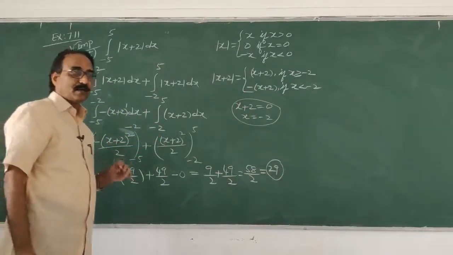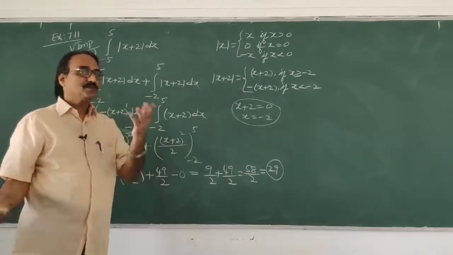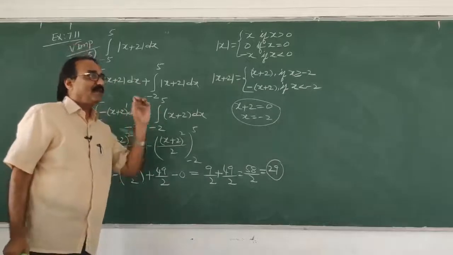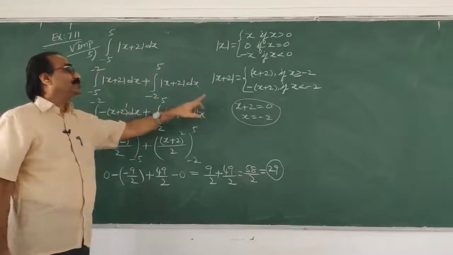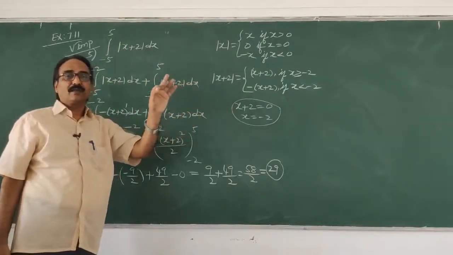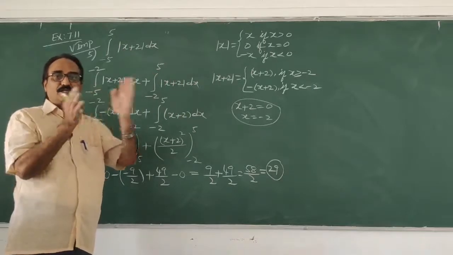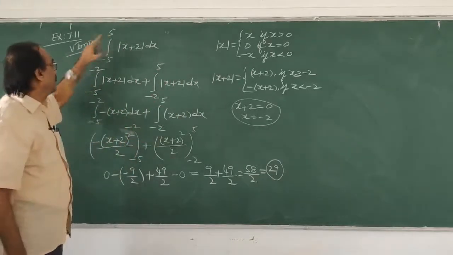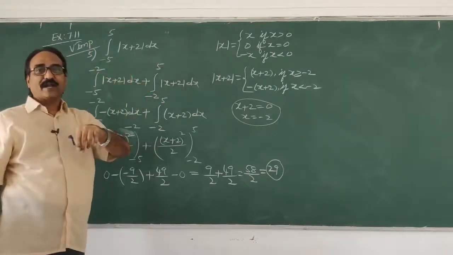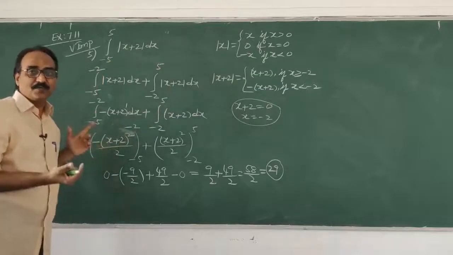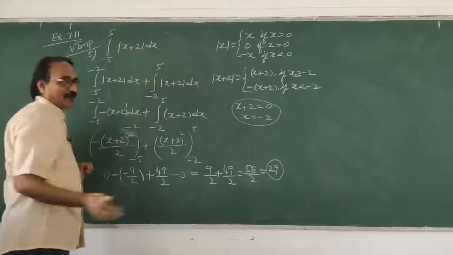Okay, very important. My dear students, once again I'll tell you, remember this, any problem comes means you can do like this. First of all, whenever you see modulus with limits, inside the mod you make 0. At what value it will become 0, that changes the limits, upper limit, lower limit. This is A to B, A to C, C to B, how it is split, the properties there. You want to find out the C value, that's why you make 0. So here C value is minus 2. So A to C, C to B, over.